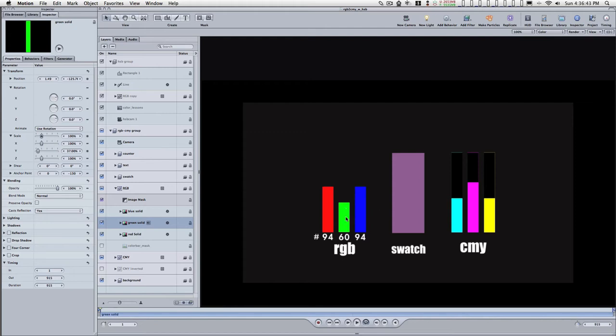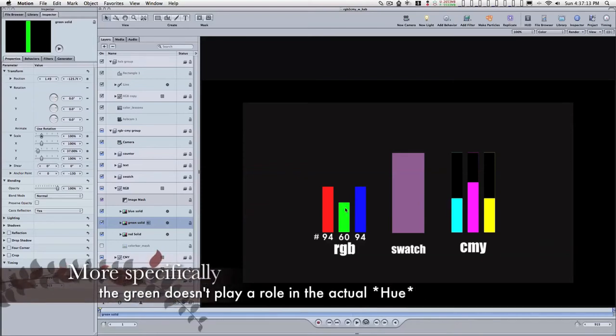When at least one of these elements is zero, the saturation of the resultant hue is 100%. And when all three sub-elements are active, with a value greater than zero, the hue is determined by the two sub-elements greater than the sub-element with the minimum value. So the green here doesn't really play a role. It's going to be the red and the blue.